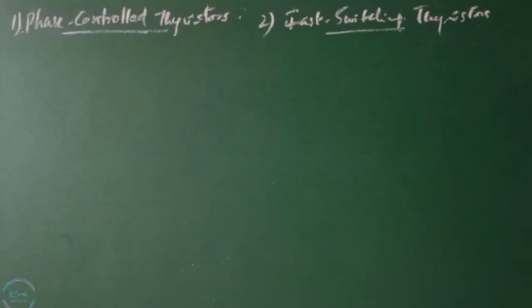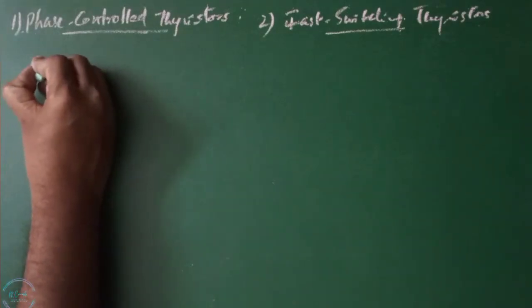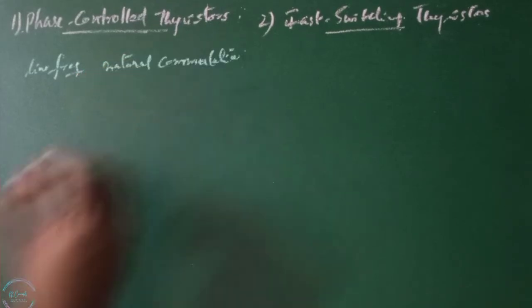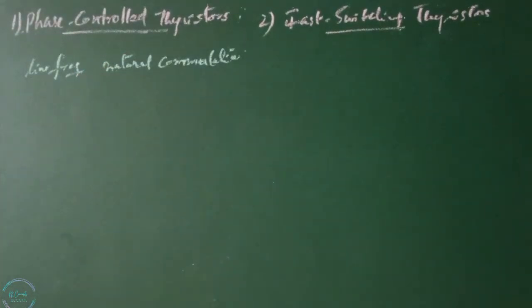First one, the phase control thyristor. These are generally operated at a line frequency and are turned off by natural commutation. Commutation is a process of turning off the thyristor. This is again two types, that is natural commutation and forced commutation. And forced commutation is again divided into 7 types depending upon the devices and the combination of the parameters involved in the circuit. That we'll see in later videos.